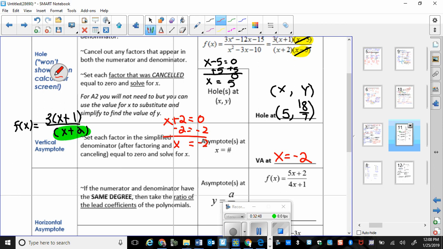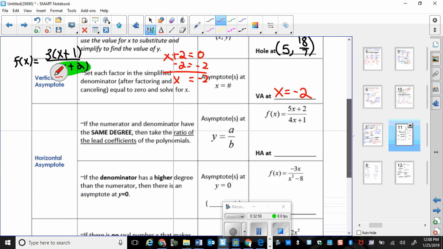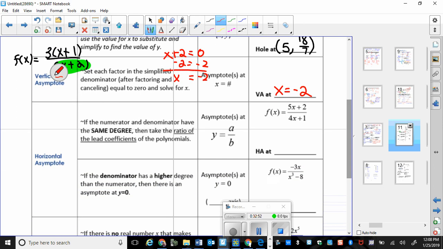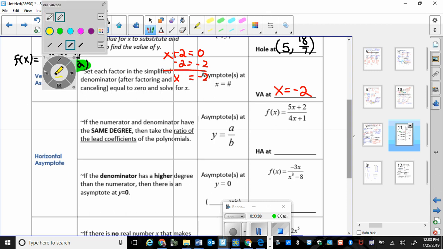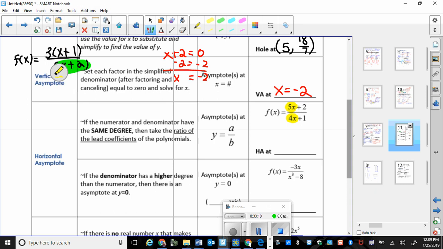But we're not going to use this last equation. My new equation is f of x equals (5x plus 2) divided by (4x plus 1). So what we're looking at says if the numerator and denominator have the same degree, we're looking at our x's, and if these x values are the same type of x's, so I have x to the 1 power at the top, so this is a first degree polynomial, and x to the 1 power at the bottom, this is a first degree polynomial.